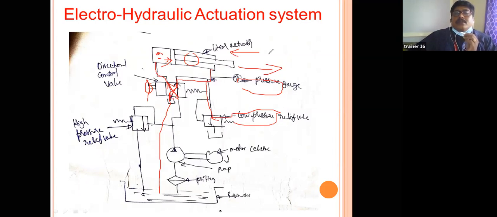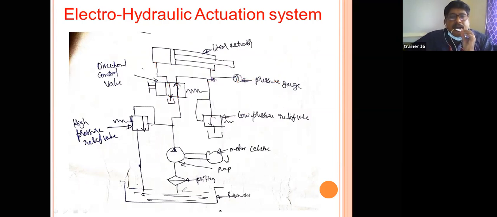Next, I'm repeating, all of you listen carefully. With the help of the electric motor, the oil is sucked and passes through the pump. Here the electric motor drives the pump.